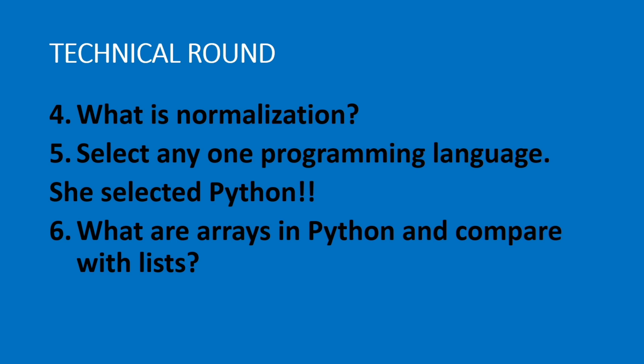So she went with Python. Then Python related questions were asked. What are arrays in Python and compare them with lists? So if you observe, basically arrays store a single data type, I mean homogeneous data, whereas lists can store data of different data types, like heterogeneous type. And also the main difference between arrays and lists is that arrays are faster when compared to lists. Secondly, if you want to use arrays in Python, we have to import the library called numpy. So these are the differences.